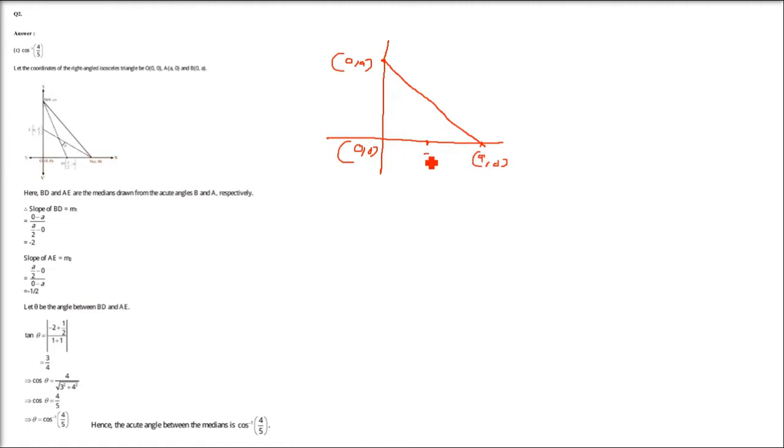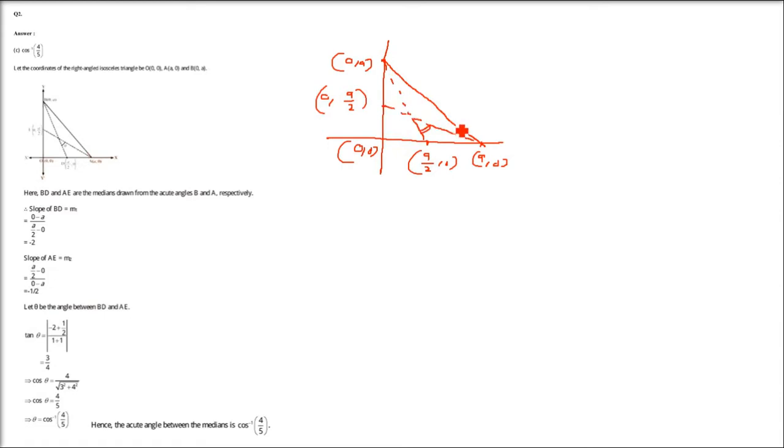Now if I make a median, it will be the midpoint. So (a/2, 0). If it is a, then (a/2, 0). So I am joining it now. Same here, this is also (0, a/2), that is dividing a by 2. So this angle we are interested in.